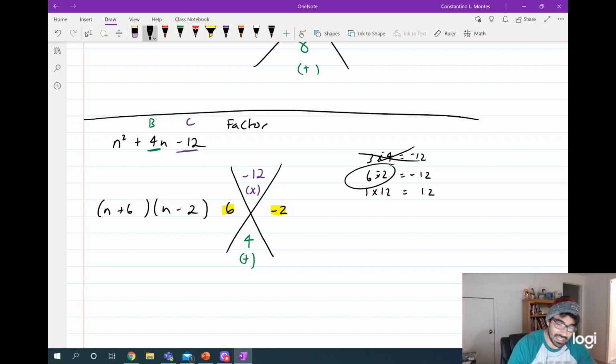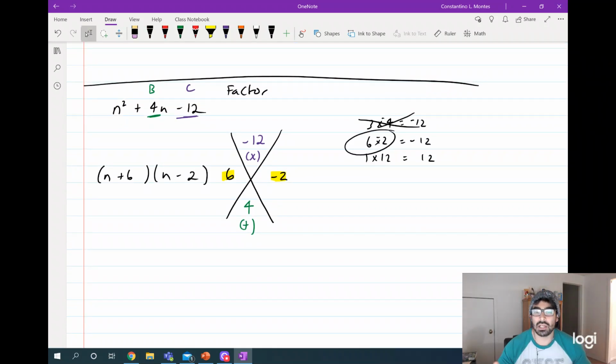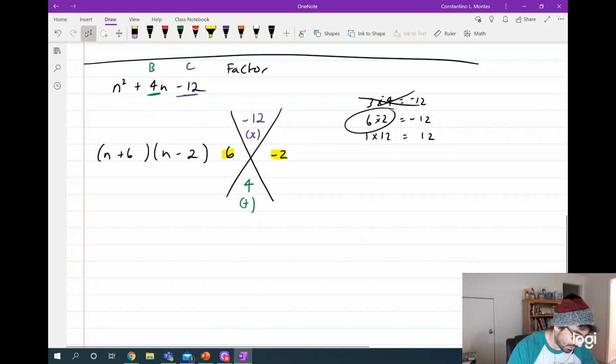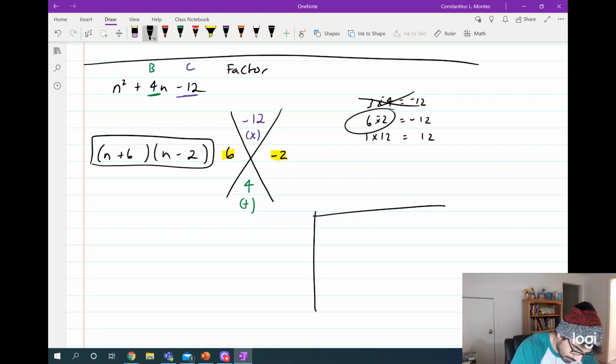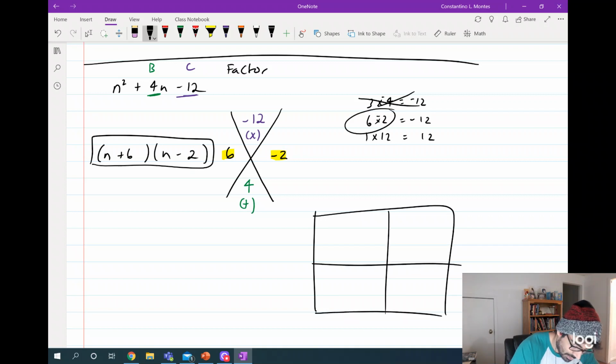Right? So we can actually verify it. Suppose you said, Mr., how do I check my work? Well, that's pretty straightforward. To check your work, all you have to do is multiply that out. And I could do that by using another trick, a little area model. So let's try this. Let's say n and 6, and then n and negative 2. n times n is n squared. Negative 2 times n is negative 2n, 6 times n is 6n, and then negative 12.